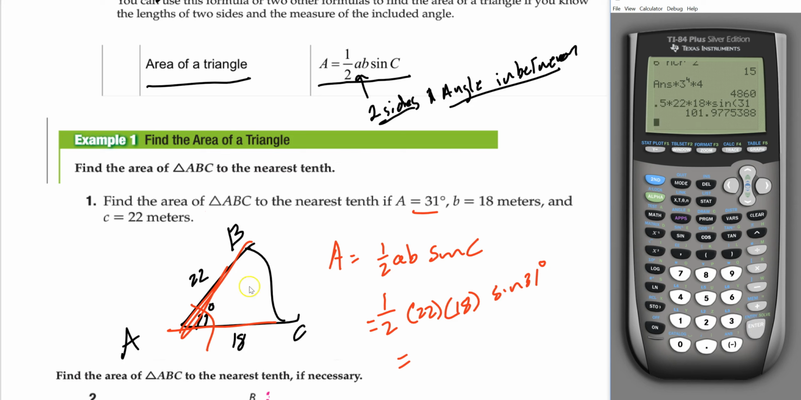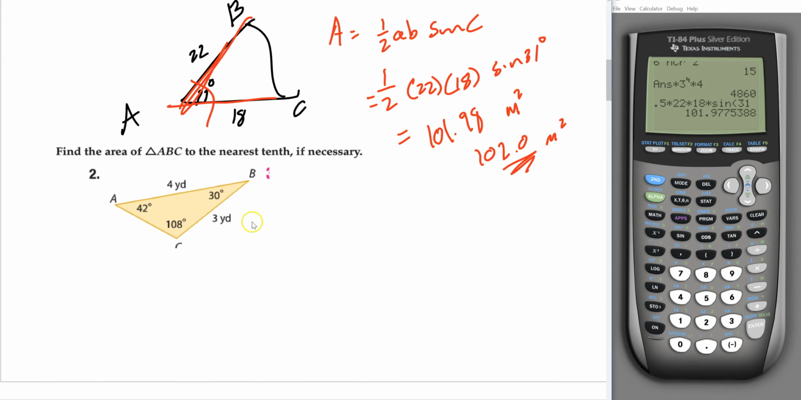And I get 101.98 meters squared, because area is always squared, in case you didn't know. They want the nearest 10, so I probably should round this, so it'll be 102, since it's the nearest 10. Move it up. That's a general idea.